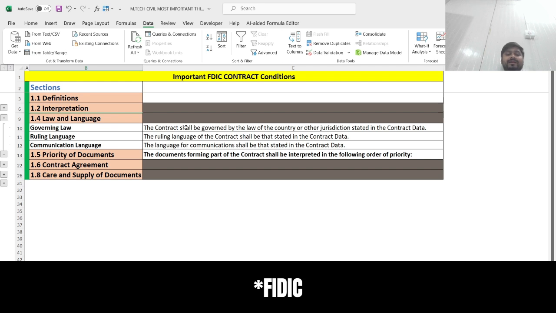So governing laws related to the state government, central government, or any other authority that are given in the contract data have to be followed by the employer and the contractor both.